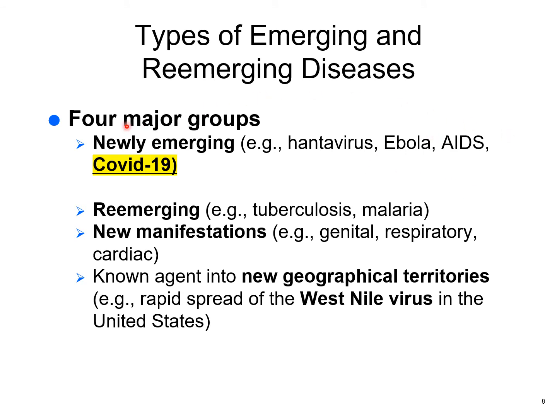Okay, four major groups: newly emerging diseases such as hantavirus, Ebola, AIDS. It doesn't seem that new, but it is new. COVID-19. Reemerging: tuberculosis and malaria. New manifestations, such as you may have had a disease that used to just cause one disease, and now it causes genital, respiratory, or cardiac disease. And then a known agent in one area that is spread. West Nile virus was unheard of in this country, but it made it over here.